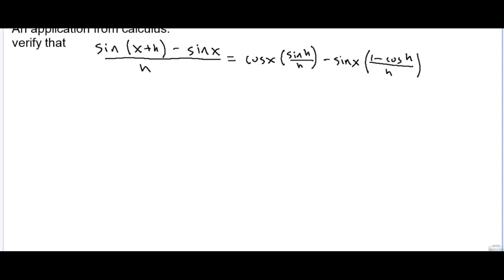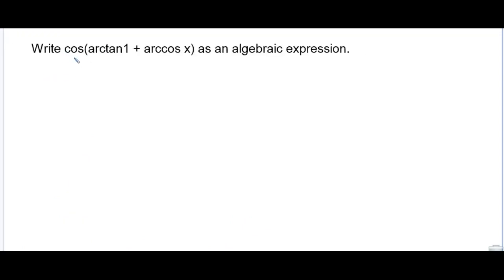And we have two more. We got this one and the next one. So write cosine arctangent of 1 plus arc cosine x as an algebraic expression. Okay, so here's what we're going to do.